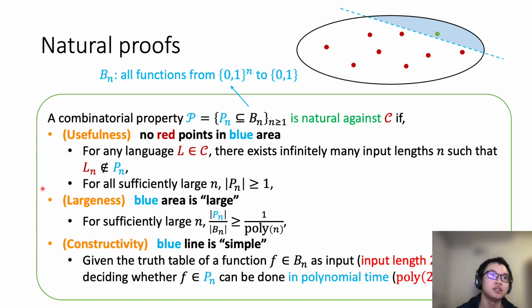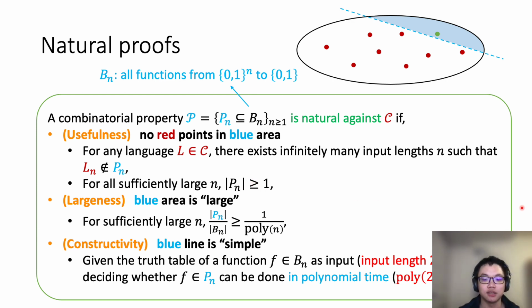First, usefulness. It says that no red points are in the blue area. This means that for any language L in the circuit class C, there exist infinitely many input lengths n, such that L_n is not in the property P. Here L_n means the language L restricted to this specific input length n. And of course, since we are proving lower bounds, we need at least one language, say the language Z, to be in this property. So we should have the property P_n to be non-empty.